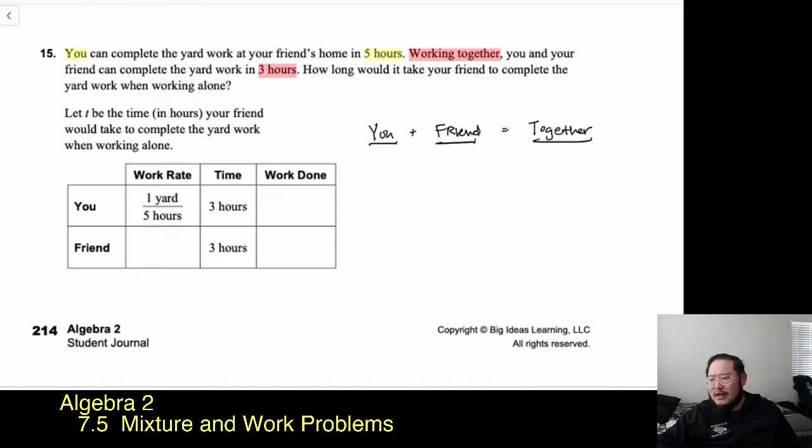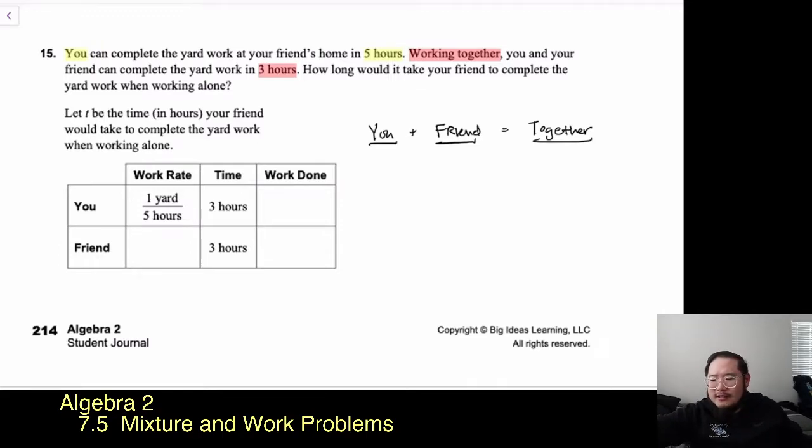The question is, how long would it take your friend to complete the yard work when working alone? Now, you'll see right here that in Big Ideas they have a table, and I'm not a fan of the table all that much, but there are some parts of it that we're going to use to help us get to our answer here. You can see that I already put up three different words: you plus friend equals together. Whenever we do these work problems, it's usually you have yourself, you have another person helping you, and then hopefully when you work together, it'll actually be less instead of more. So now the question is, how long does it take your friend if you were to work alone instead of work with you?